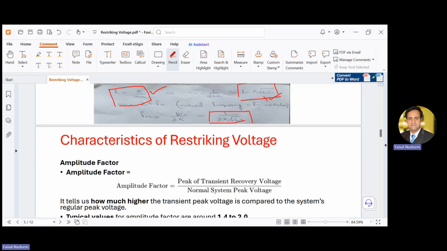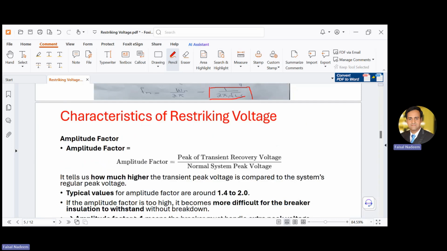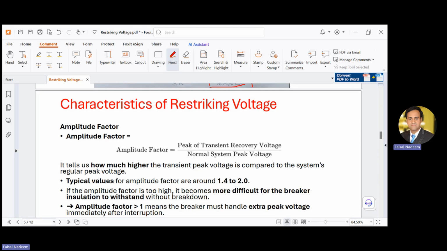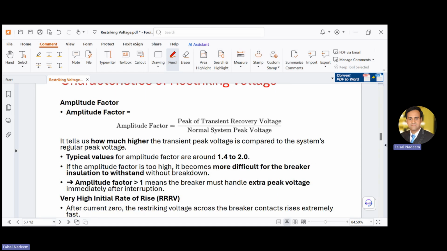So now, what are the characteristics of restriking voltage? First of all, we have the amplitude factor. The amplitude factor is equal to the peak of the transient recovery voltage divided by the normal system peak voltage.